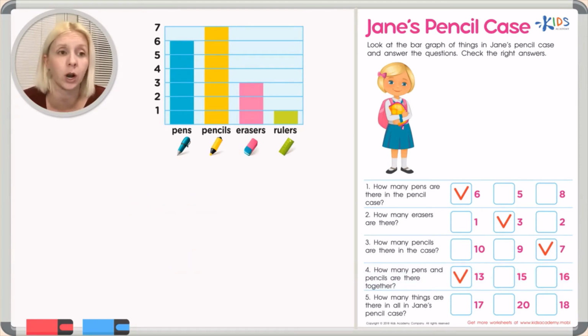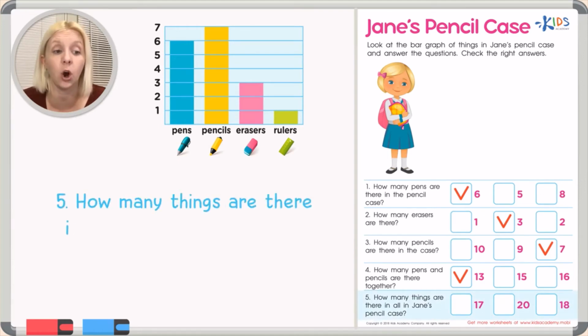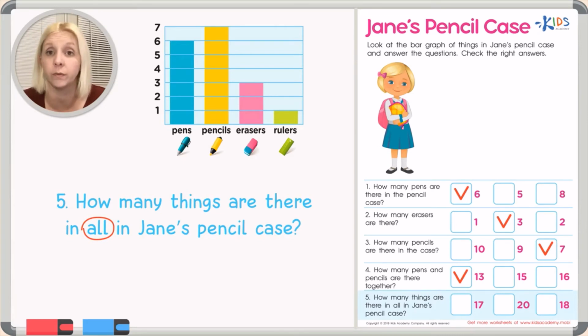You're doing such a great job of reading that data in our graph and answering our questions. Number 5 says, how many things are there in all in Jane's pencil case? Okay, so what exactly is that question asking? Let's read it again. How many things are there in all in Jane's pencil case? Well, how many are there in all? What is that asking us to do? Think about it. In all of them means that we have to do what? We have to add all of these numbers of the items in her pencil case, okay?